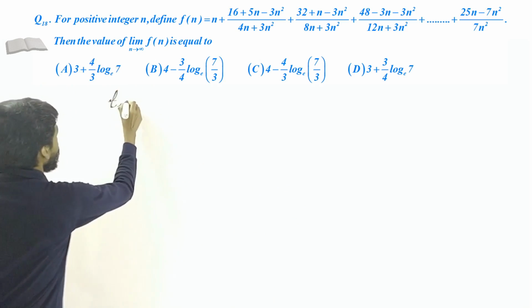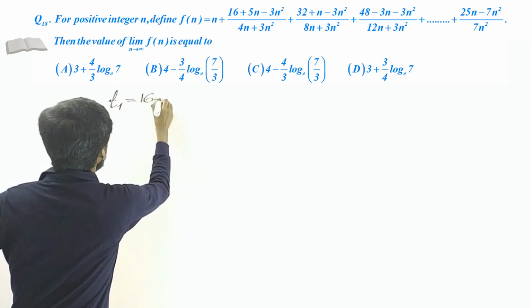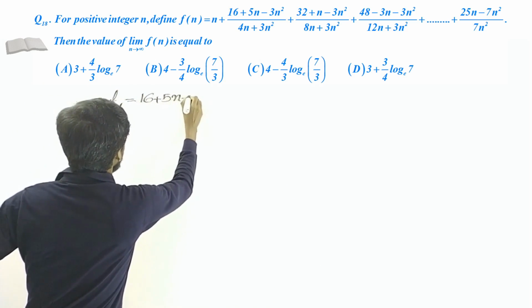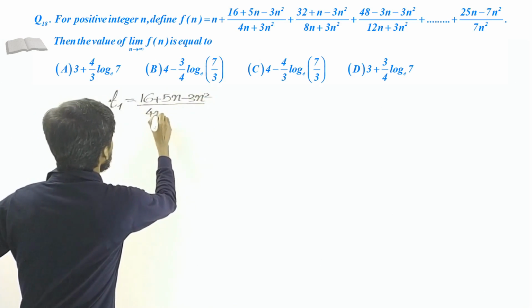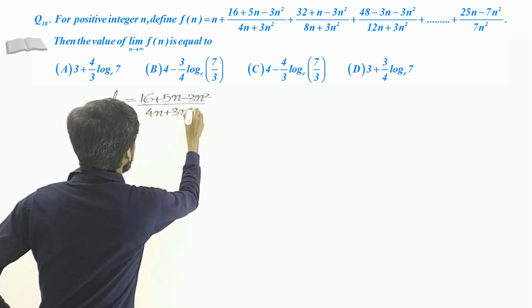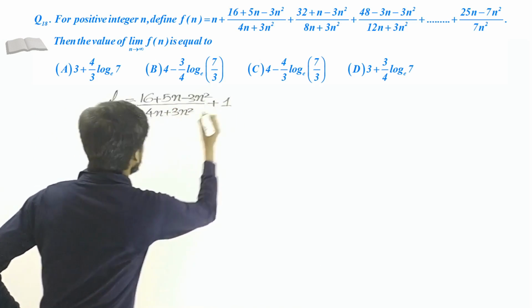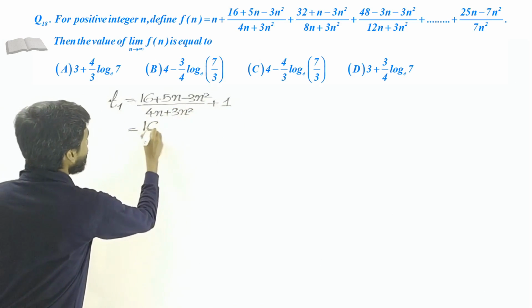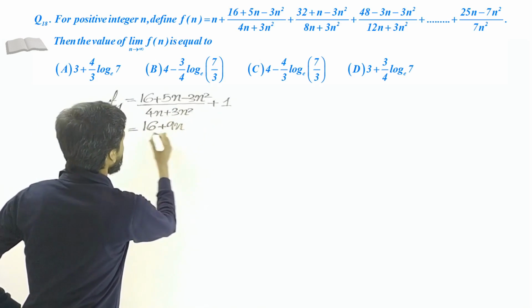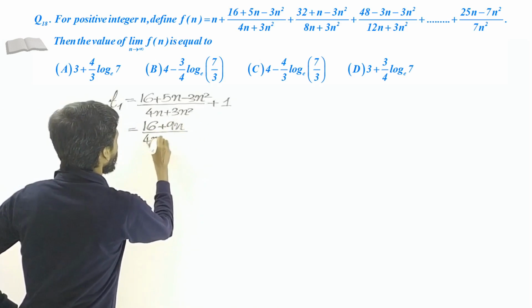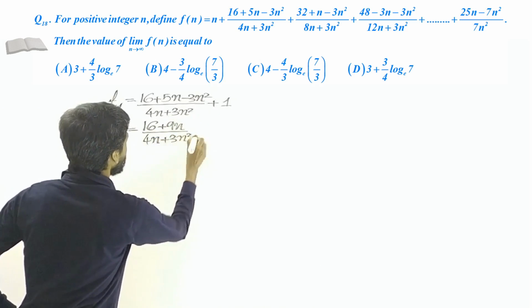So term number 1 equals (16 plus 5n minus 3n square) divided by (4n plus 3n square) plus 1. We are adding 1 with the first term. So that becomes 16 plus 5n plus 4n, so that is 9n. 3n square gets cancelled. So divided by 4n plus 3n square. So this is the first term.